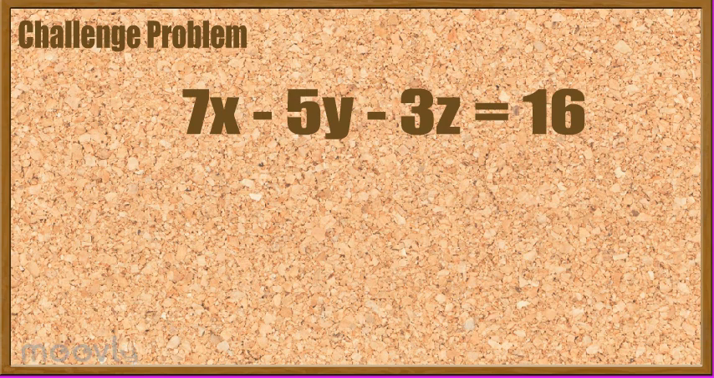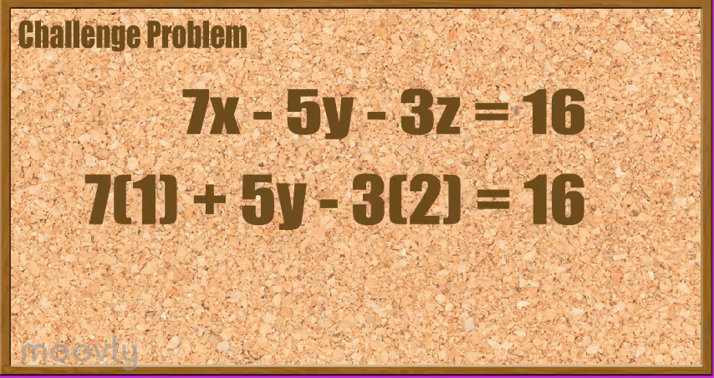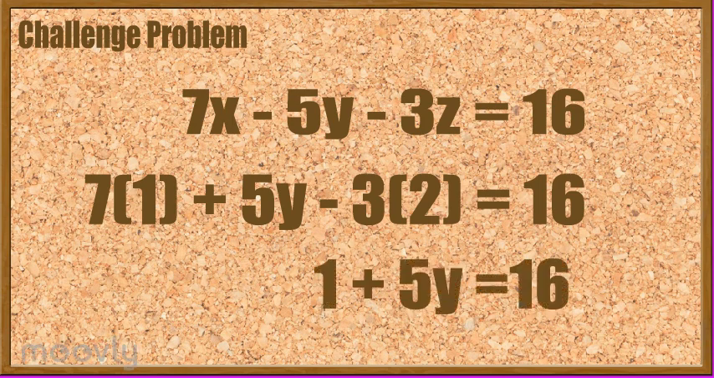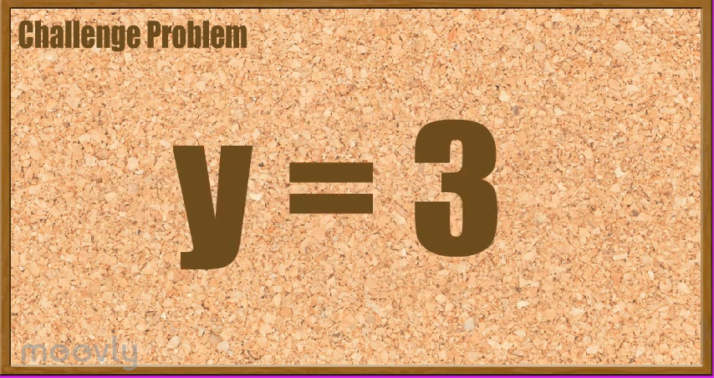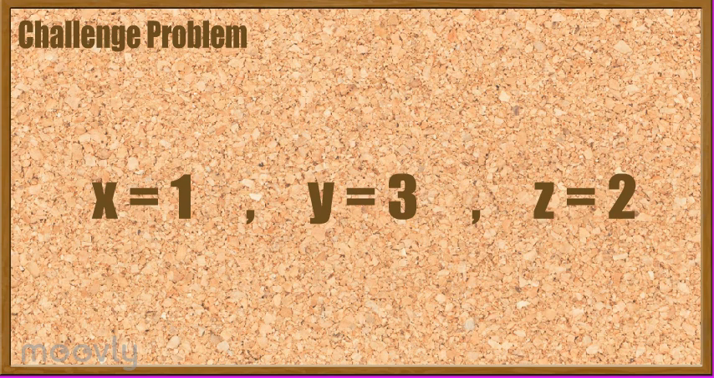Lastly, you would substitute 1 for x and 2 for z in equation 1 and solve for y. So you'd get 7 times 1 plus 5y minus 3 times 2 equals 16. So then when you simplify 7 times 1 and negative 3 times 2, you'd get 1 plus 5y equals 16, so therefore y equals 3. So the solution to these equations is x equals 1, y equals 3, and z equals 2.